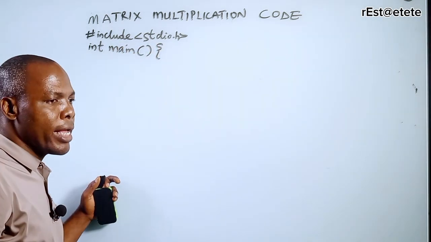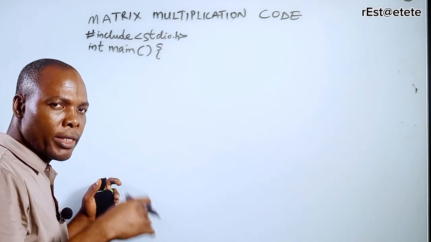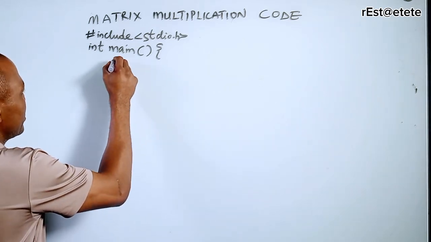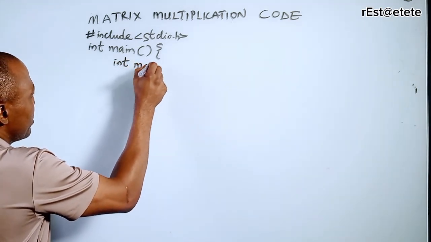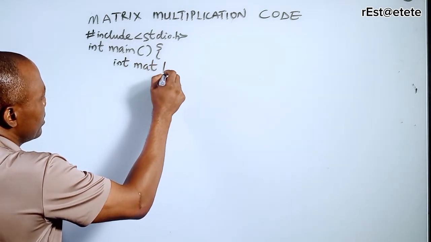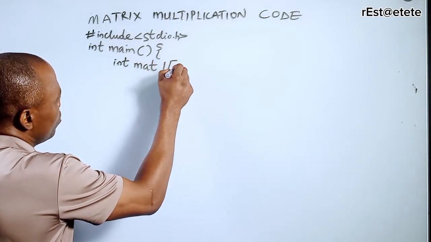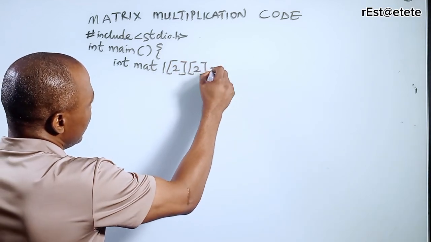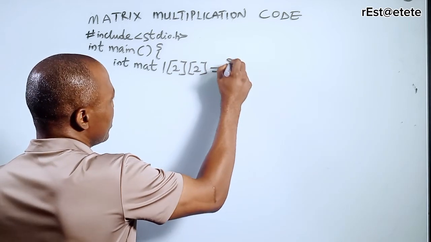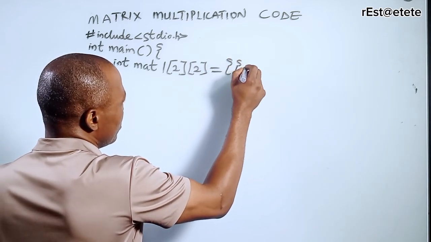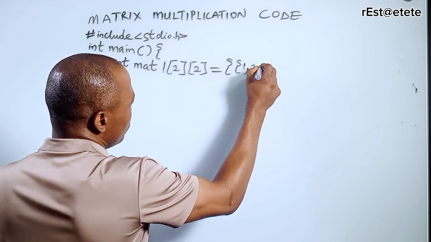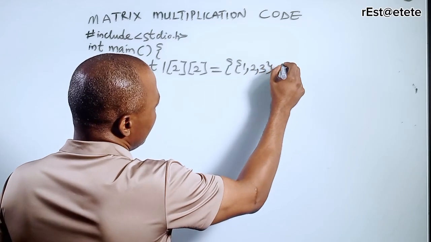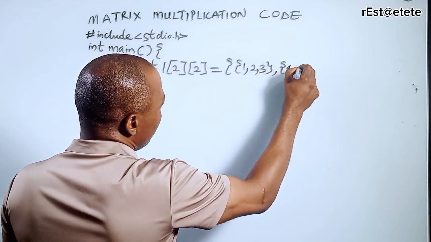Now I'm going to declare compile time initialization. I will declare my two arrays and then initialize them at compile time. So I'll say int mat1, matrix 1, right? Then I will say 2 by 2 arrays. That was what we thought. Then I will initialize it. I will say this one will carry 1, 2, 3, then 4, 5.